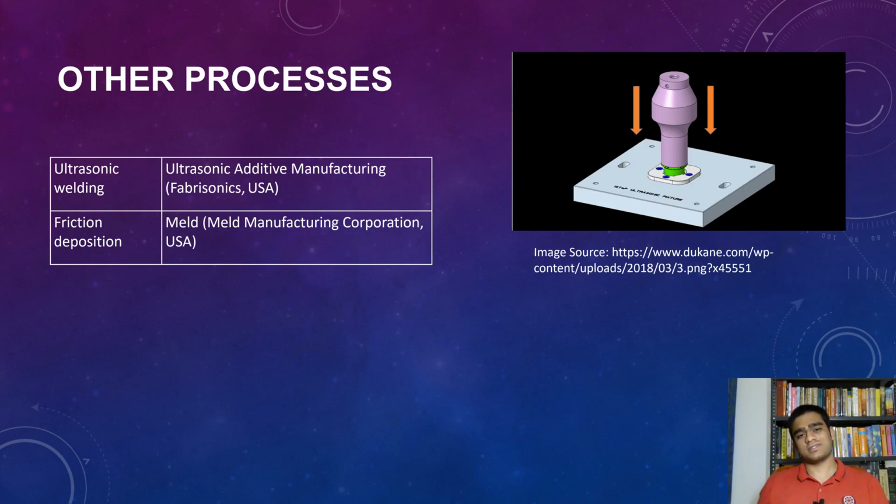And other processes, why are we not adding them to this? Because it's a mixture of both conventional manufacturing and additive manufacturing, as there will be machining in between. So these are classified as other processes. In this we have two mainly: one is ultrasonic welding and friction deposition. That's how we classify the additive manufacturing processes.